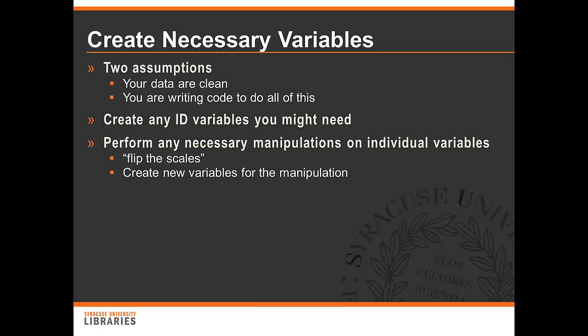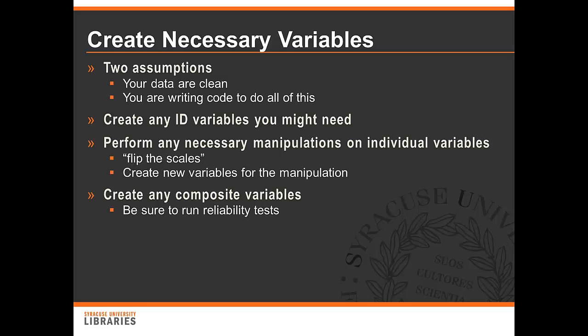Next, perform any necessary manipulations on individual variables. For example, flipping the scales in a social survey or psychology experiment, where you need to reverse the coding on individual items before you can combine several of them into one variable. When you do this, be sure to create new variables to hold the manipulated values. Do not change the original variable, or you may not be able to get back to the original values if you've made a mistake.